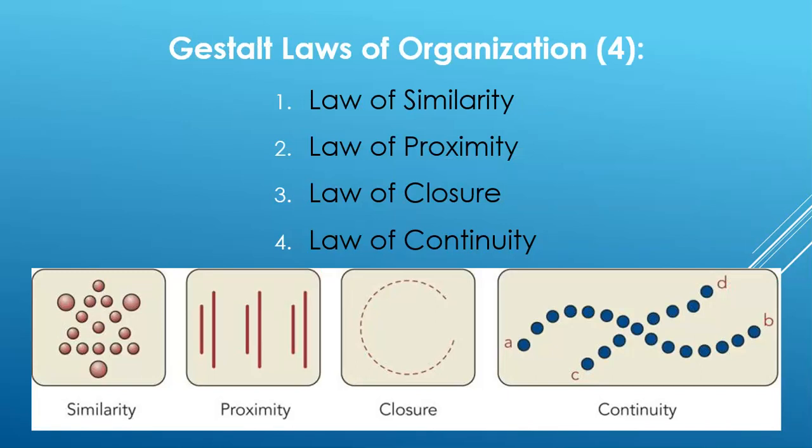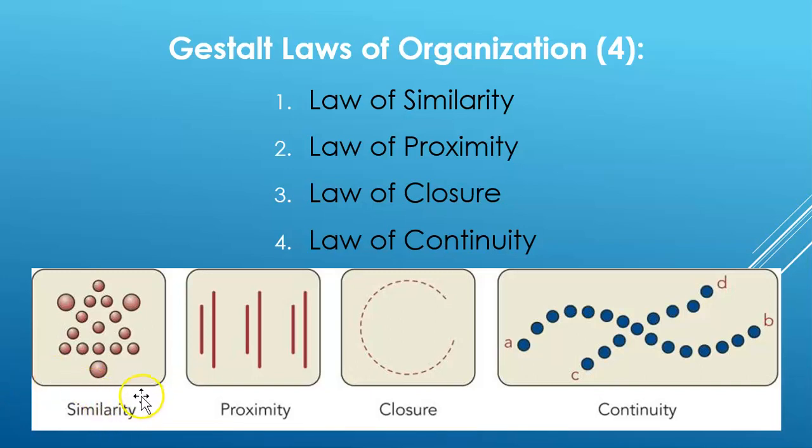So the Gestalt laws can be split into four different types of organization as well, because remember, Gestalt law says that we love to organize things. And so there's four main laws I want you to know. There's the law of similarity, the law of proximity, law of closure, and law of continuity. So let's talk about those individually. Let's start with the law of similarity.